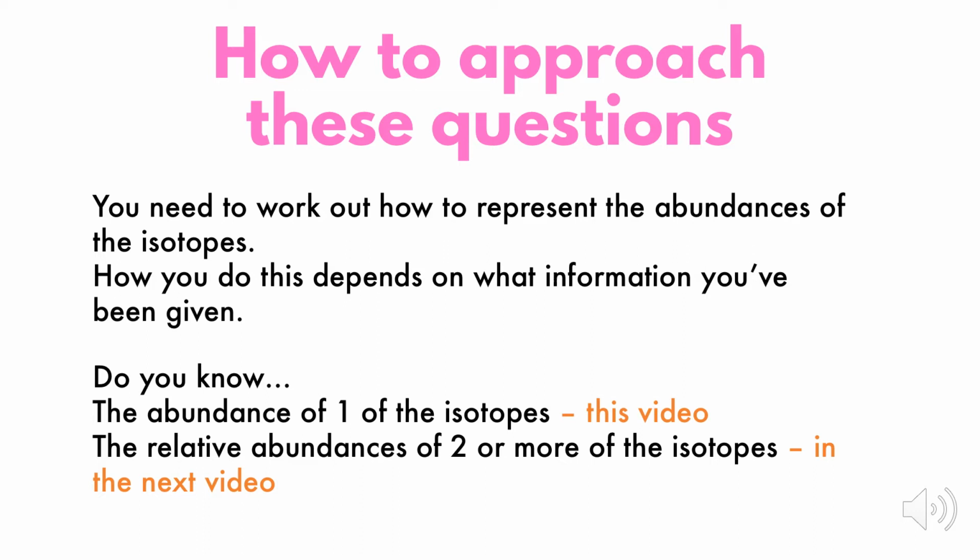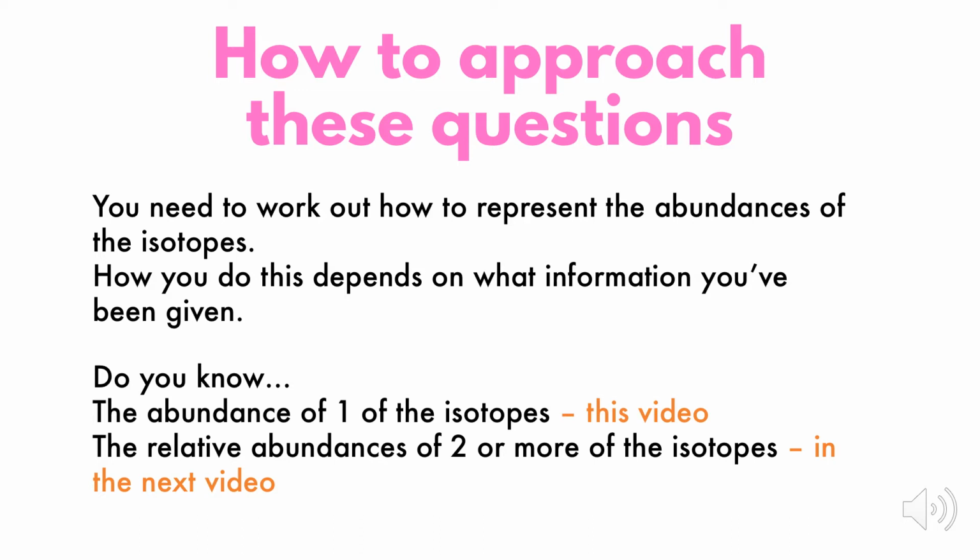Now, no matter how many isotopes you have, you're going to have to use algebra to represent the abundances so that you can work out an expression to use. How you do this depends on what information you've been given in the question. To some extent, this is where you're on your own, really. There are so many ways that these questions may be worded, and you're just going to have to use the ideas that we've learnt so far, along with your problem-solving skills, to work out an approach.